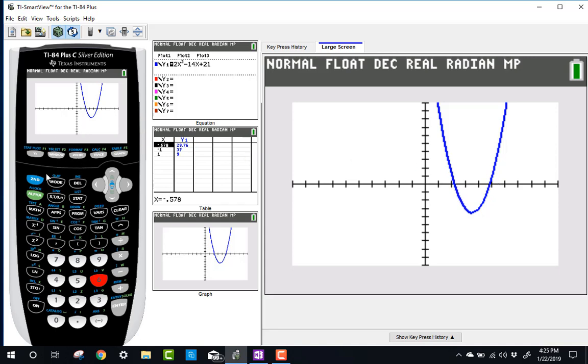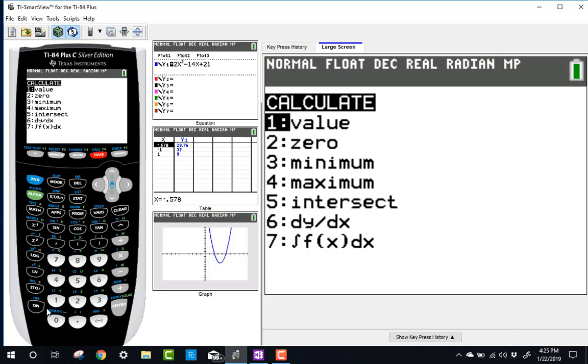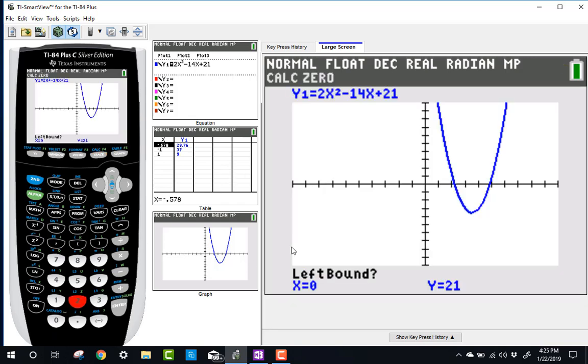So we're going to go to our calculate function. We want to calculate a 0 here. So we're going to calculate, it says give a left bound. So let's see here, if we start moving our cursor, where's the cursor going to be? There it comes, here we go. So a left bound, that looks good. And then a right bound for that 0. Looks good right there. And so it looks like my first 0 is 2.177.